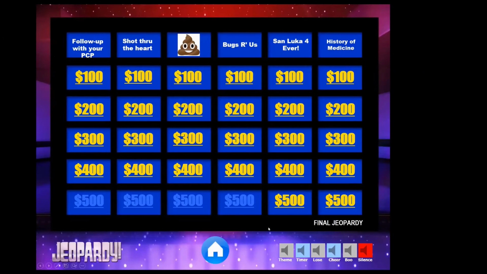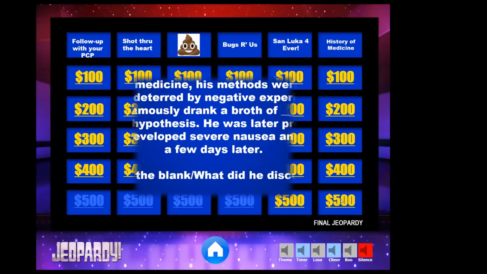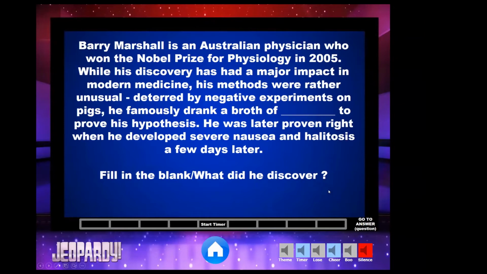Moving to team 2. We'll go with history of medicine for 500. Barry Marshall is an Australian physician who won the Nobel Prize for Physiology in 2005. While his discovery has had a major impact in modern medicine, his methods were very unusual. He was deterred by negative experiments on pigs, so he famously drank a broth of dash to prove his hypothesis. He later developed severe nausea and halitosis a few days later. Fill in the blank, and what did he discover?